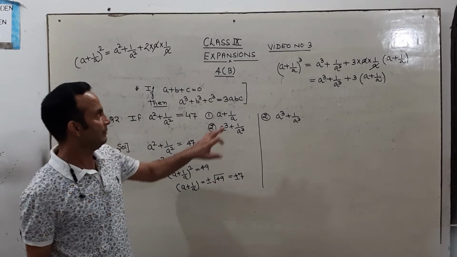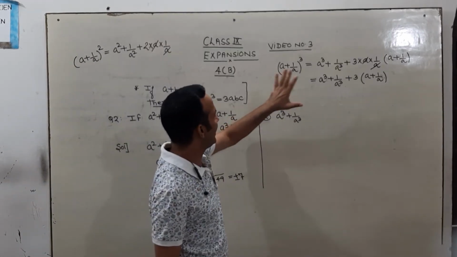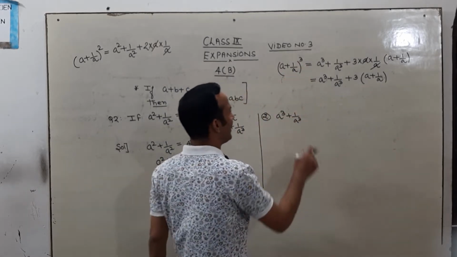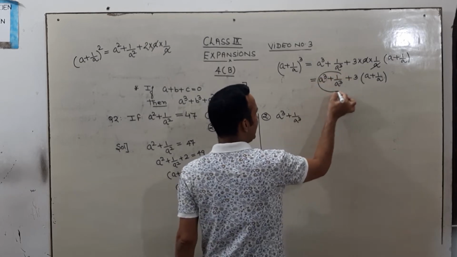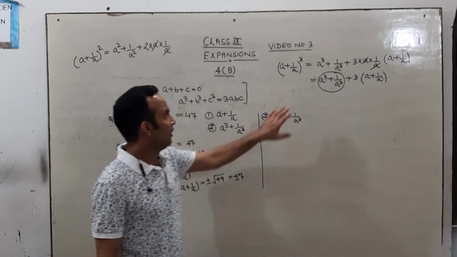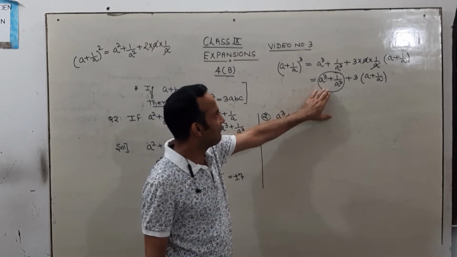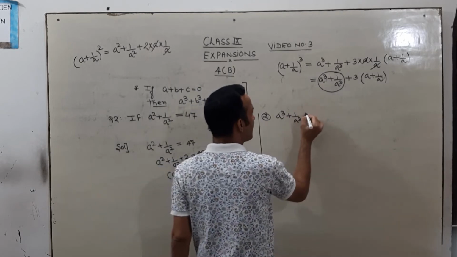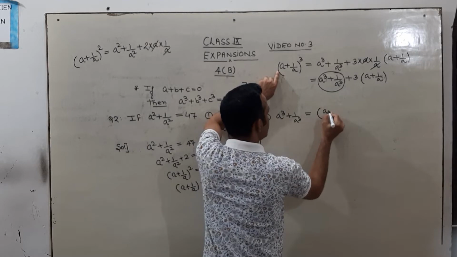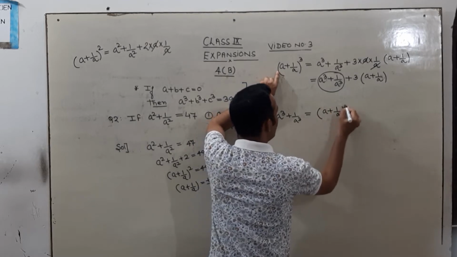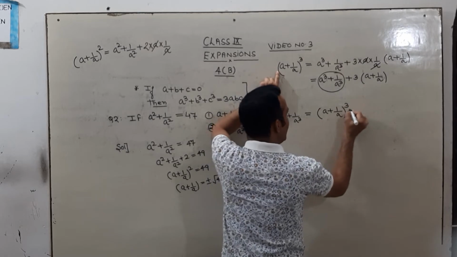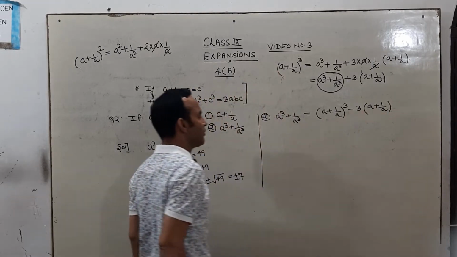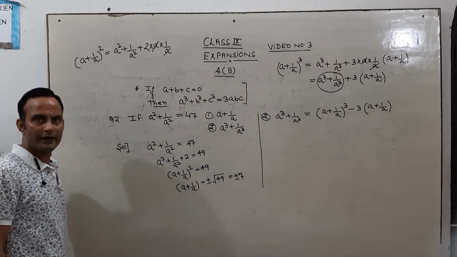Okay. Now see, whenever we have to find (a plus 1 upon a) whole cube, we have to apply this identity. Now dear student, with its help we can find out the value of a cube plus 1 upon a cube. So a cube plus 1 upon a cube with the help of this formula is what? (a plus 1 upon a) का whole cube, और इसको इधर ट्रांसफर कर दीजिए, minus 3 times of (a plus 1 upon a). Okay, this is the formula of a cube plus 1 upon a cube.